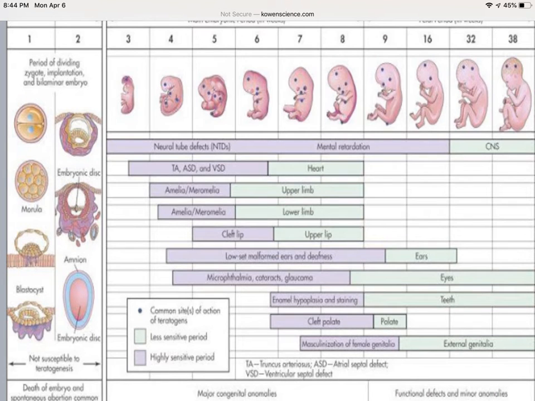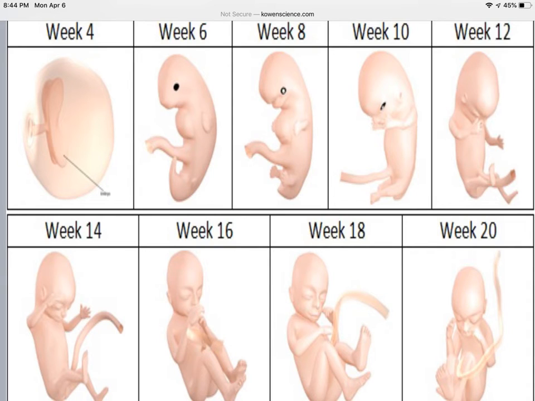Just a different view, showing you again where we could have defects that occur, where you could have heart defects, where you could have limb defects, deafness and such. So this chart varies from the previous chart. This shows you where you have those highly sensitive areas during fetal development and where various conditions could occur. And so you can see the changes that the embryo goes through from week 4 all the way up to week 20.